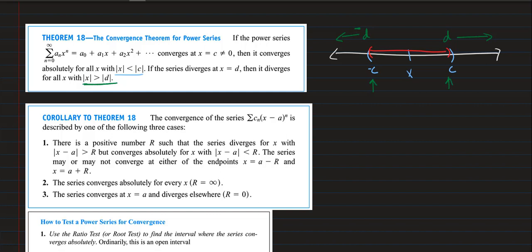The series converges absolutely for every x, meaning the radius of convergence is all real numbers, or the series converges only at x equals a and diverges everywhere else. So what this means is we could have an interval of convergence, we could have an infinite interval of convergence that's all real numbers, or our series could converge only at the point where it's centered.